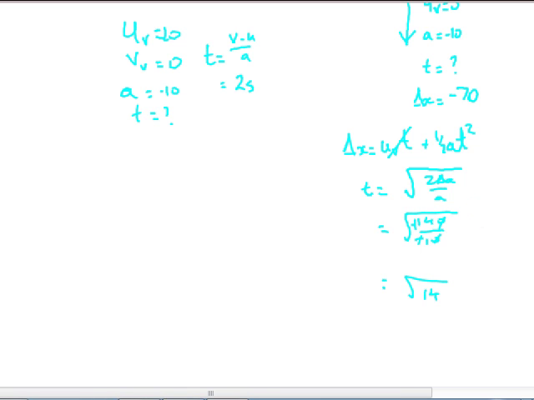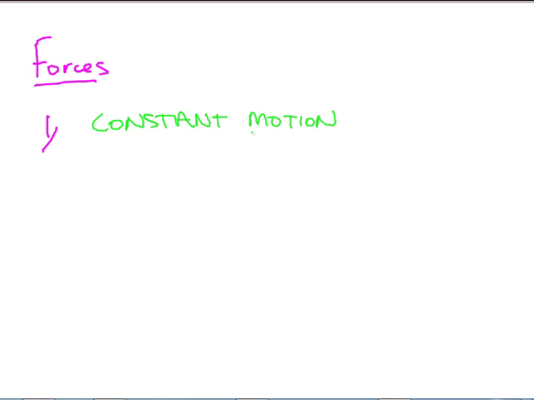Forces. So starting this off, we had Newton's 3 laws. So first law, every object at rest or in constant motion will remain that way unless acted on by a non-zero net force. The key word we're looking for here is constant motion. This is where it's going to appear in your exam questions.